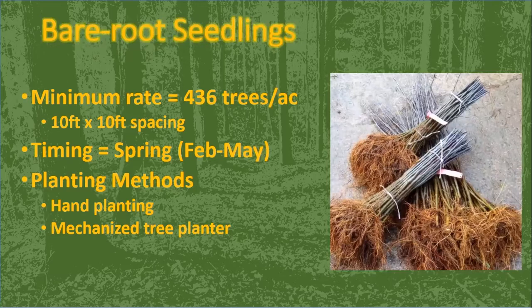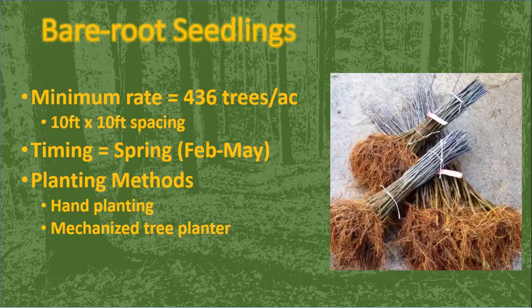So now let's talk about bare root seedlings. This is probably one of the more common planting methods, if I had to pick out of the three. In this case, we're going to go with about a 10 by 10 spacing. That equates to 436 trees per acre. So that's kind of the minimum rate, or the standard rate, at which we plant trees.